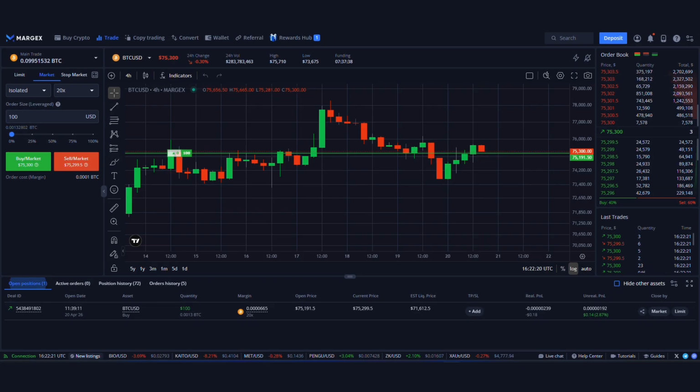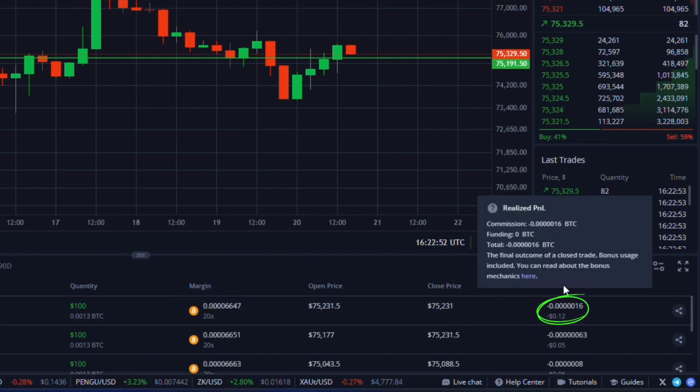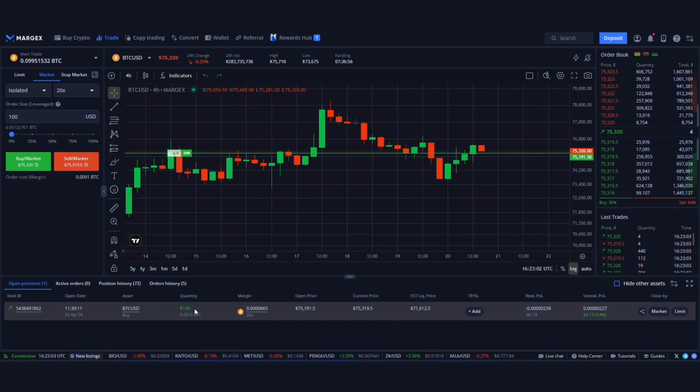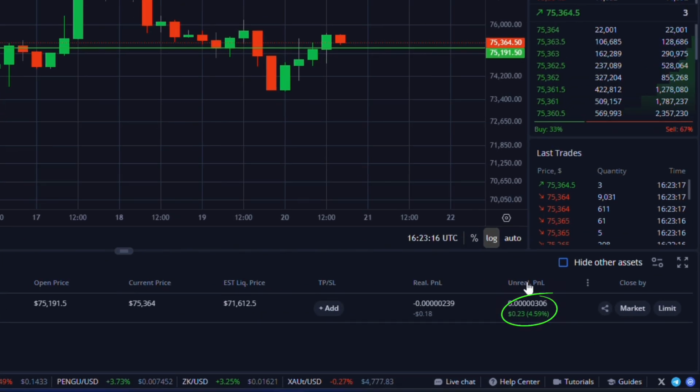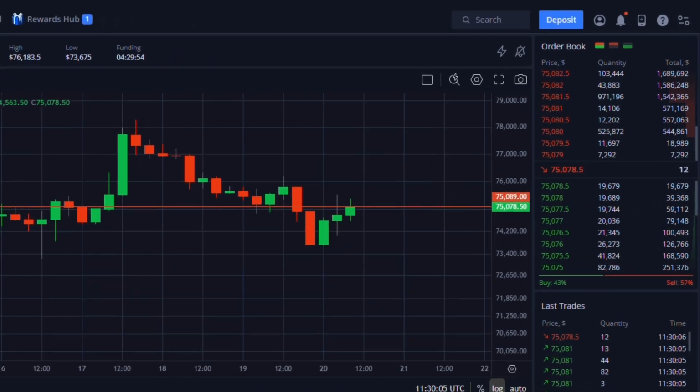Most beginners look at the chart and think that's all that matters. But your PnL in trading depends on three things: your leverage, your fees, your position size. The chart doesn't show you any of that. Your PnL does.